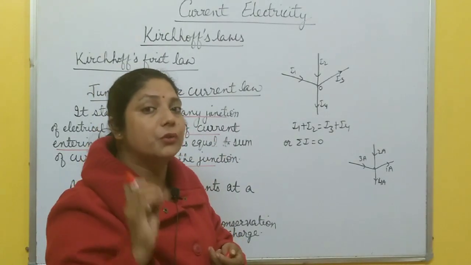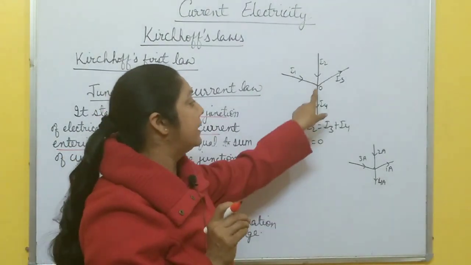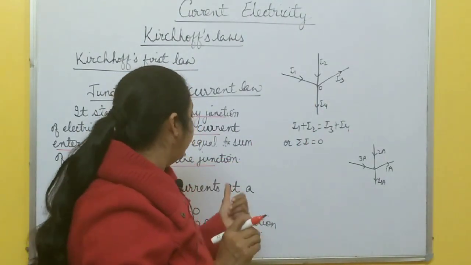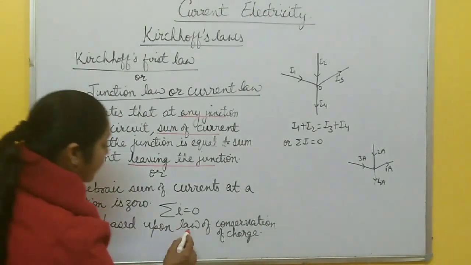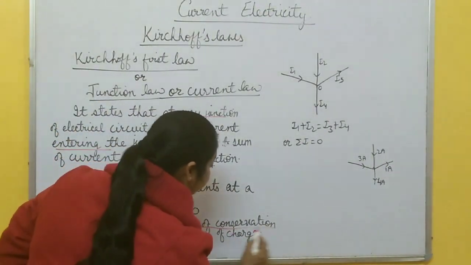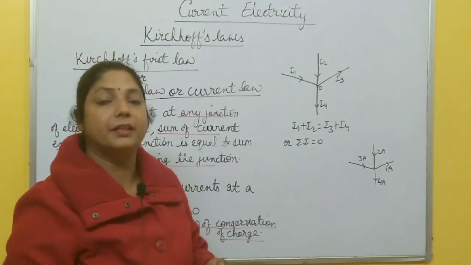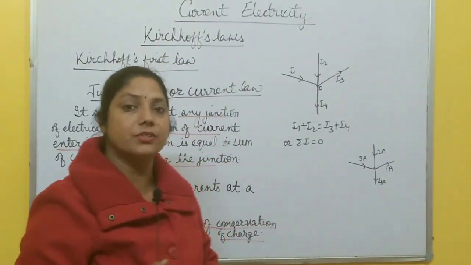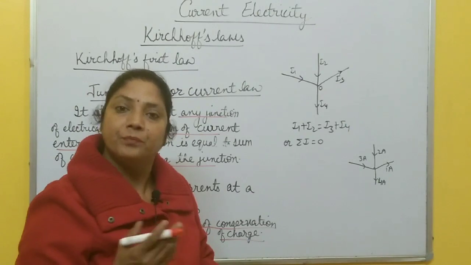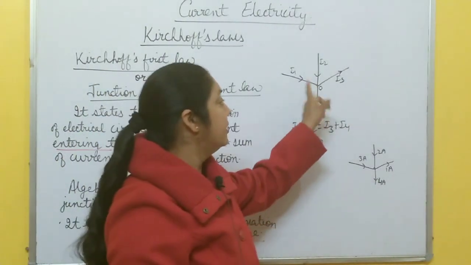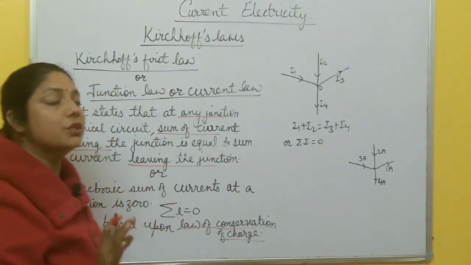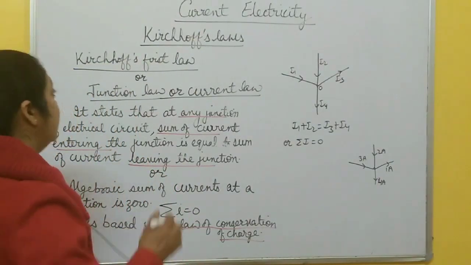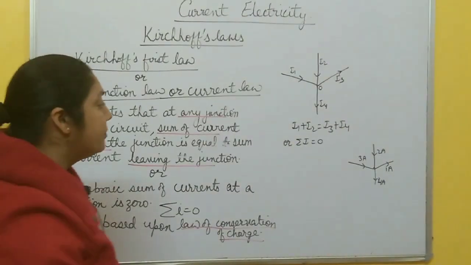There is no accumulation of charge at the junction. So this first law is based upon the law of conservation of charge. Charge can neither be created nor be destroyed, just transferred from one body to another body. So at the junction, total charge always remains constant. It follows the law of conservation of charge. This is about Kirchhoff's first law, right?